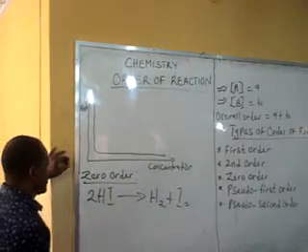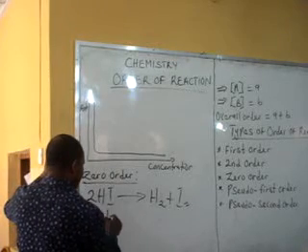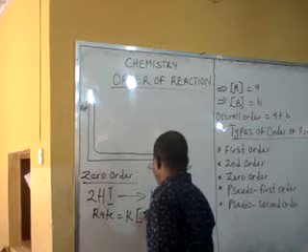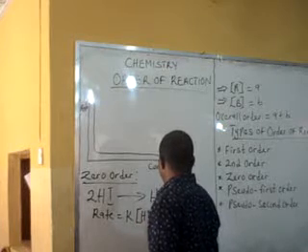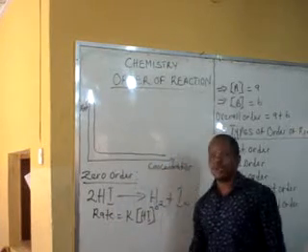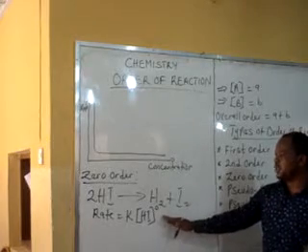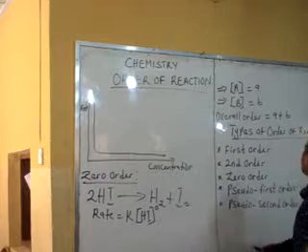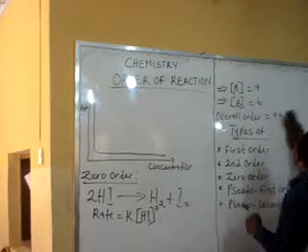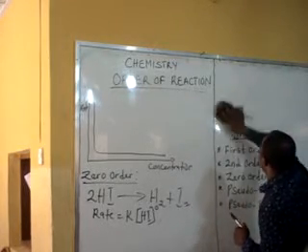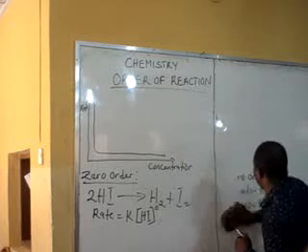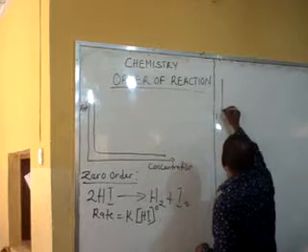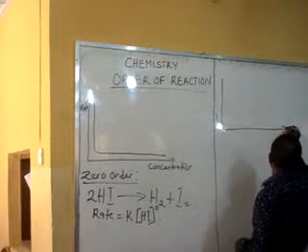Now in this case, our rate will give us K into H raised to power 0. So here we have zero order reaction. And then the graph will show constant. That is constant. The graph is going to be something of this nature.